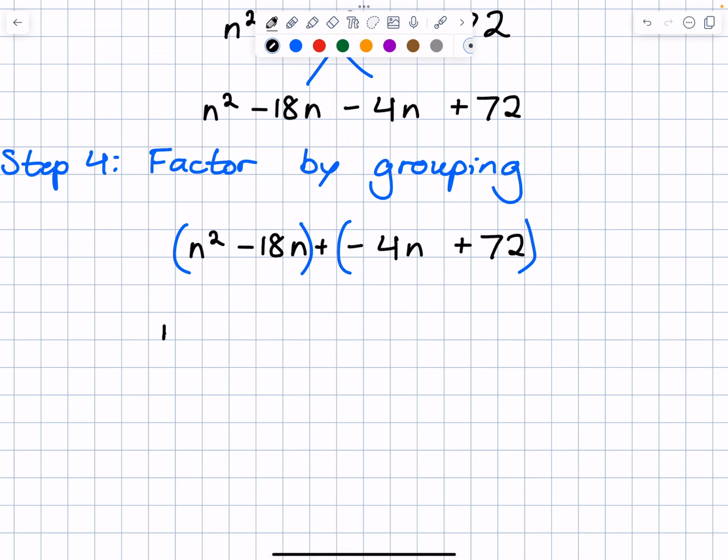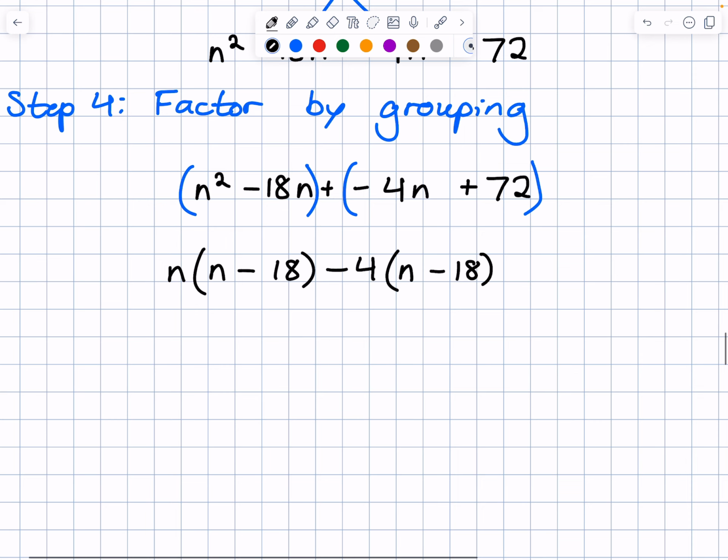So the first group has n in common. If I take it out, I'm left with n minus 18. The second group, I need to take out a negative because the first one is negative, and then they both divide by 4. So I'm going to divide both by negative 4, and I'm left with n, and then you can check it with a calculator, but 72 divided by negative 4 is negative 18.